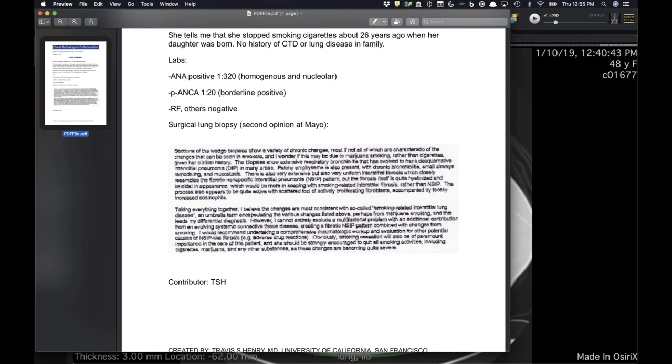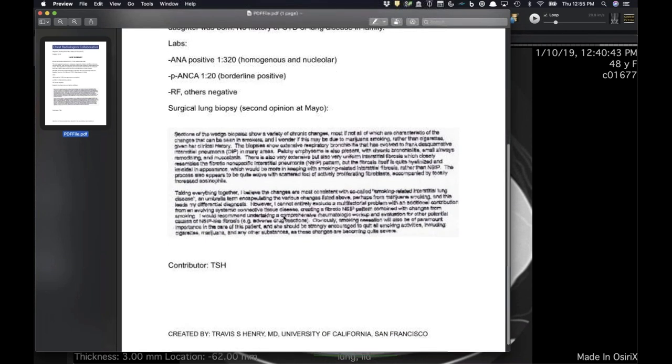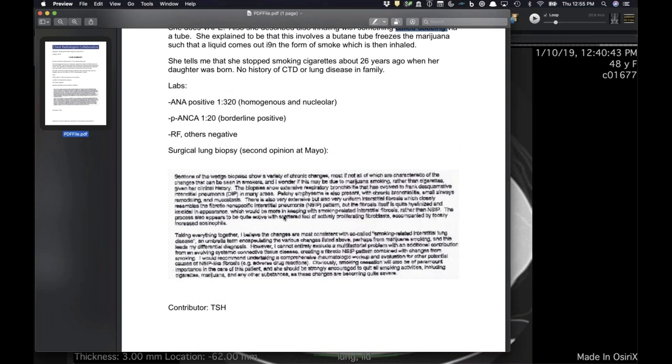She technically meets an IPAF diagnosis, but a few months ago, she stopped vaping. My pulmonologist here has followed up with her. She symptomatically is feeling better.